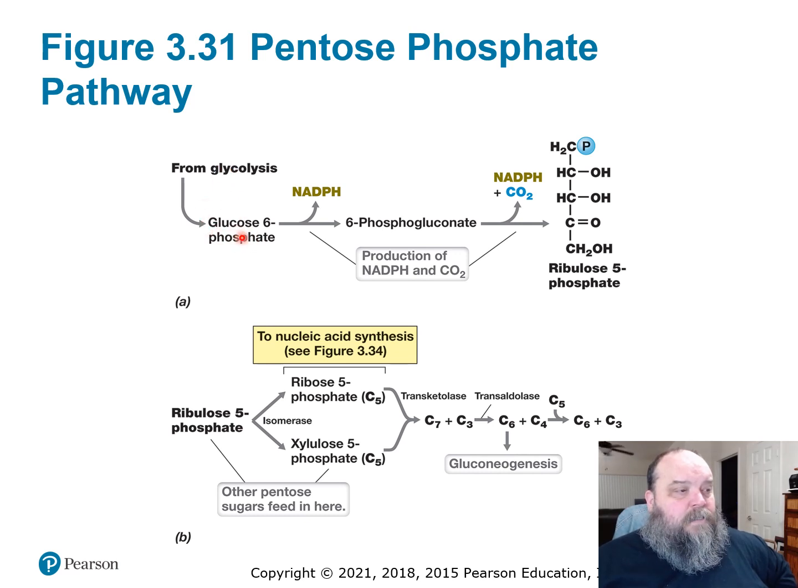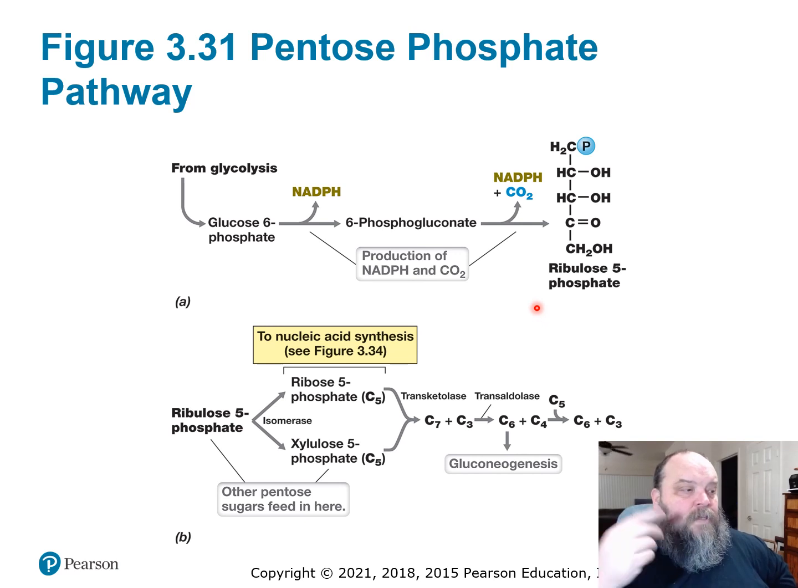Glucose 6-phosphate, once it's made, gets oxidized to 6-phosphogluconate, and then one of the carbons gets cut off, and it further gets oxidized until you now have 1, 2, 3, 4, 5 carbon ribulose 5-phosphate. Ribulose 5-phosphate can then be turned into ribose, which can then be used for nucleic acids.